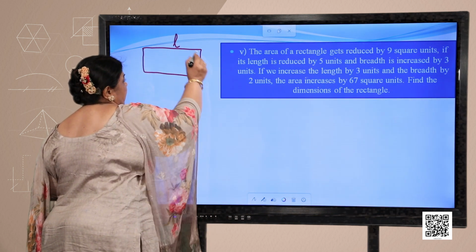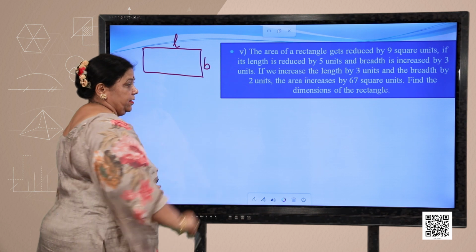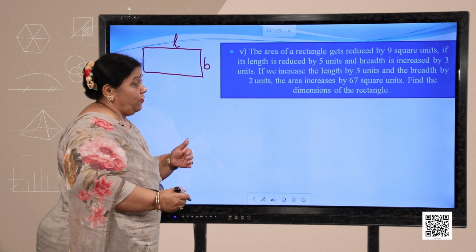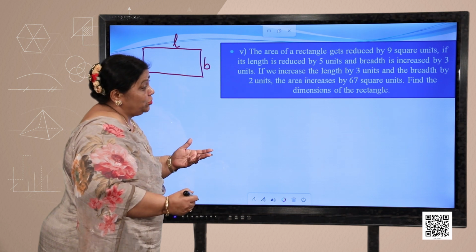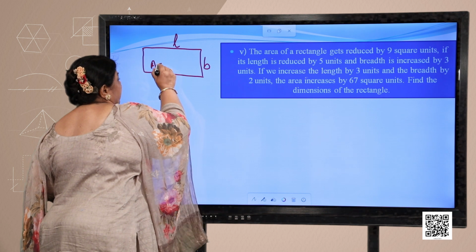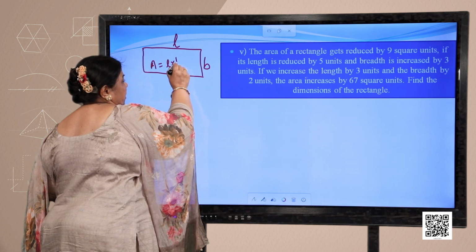Let the length be L and breadth be B. I am taking variables as L and B, so that I need not remember what I have to subtract and from which I have to subtract. He says area. What is the area of a rectangle, by the way? Area is L into B.